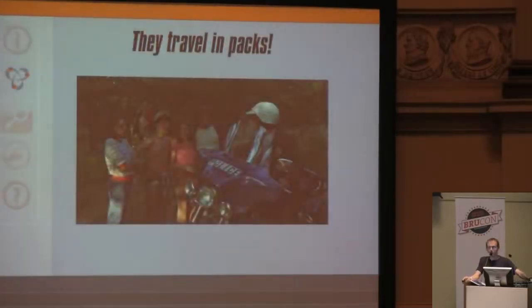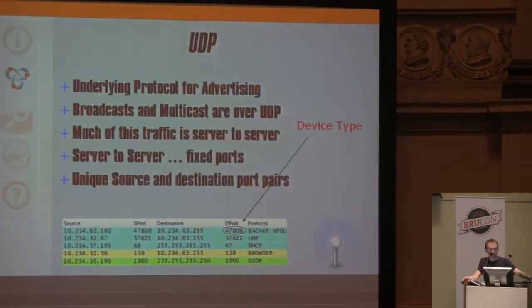Okay. So we have hosts on the local segment. They travel in packs. They are advertising back and forth, sharing information with one another. And it all starts with UDP. It is the underlying protocol for advertising. Broadcasts and multicasts are over UDP. It's from this broadcast traffic, from this multicast traffic, that pMap is able to enumerate hosts, perform a host discovery.